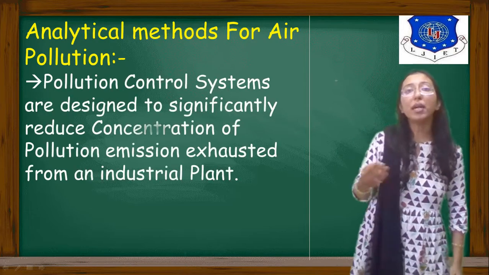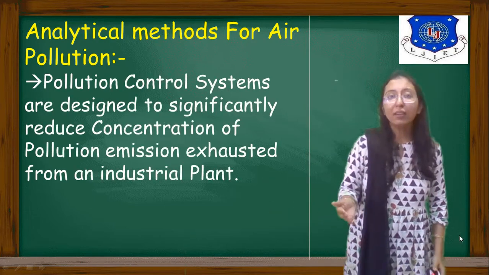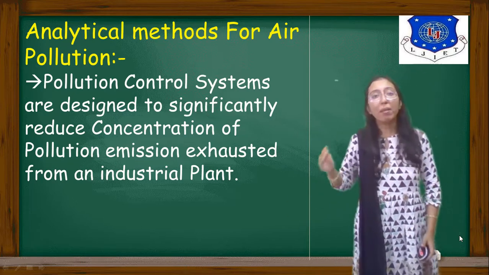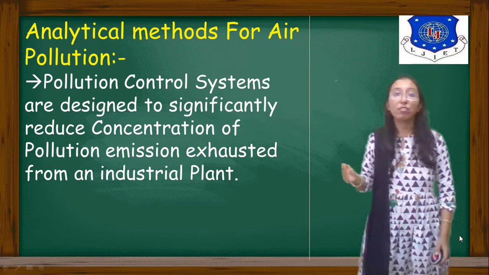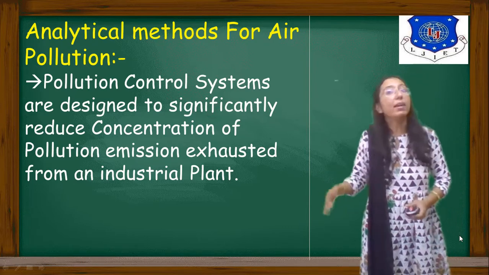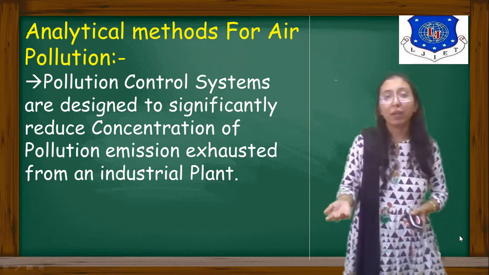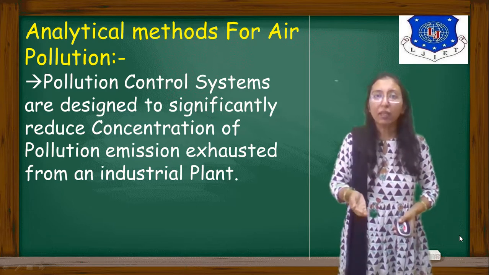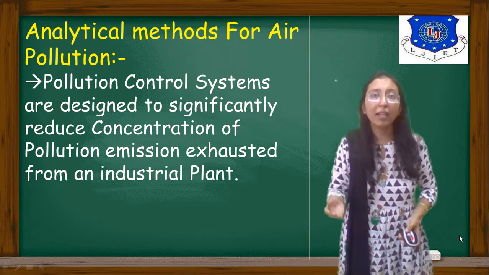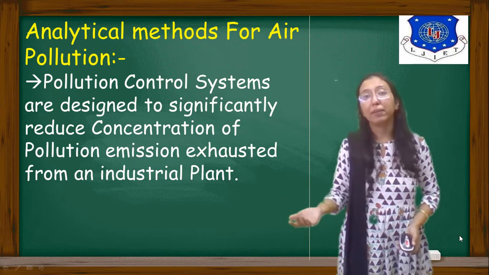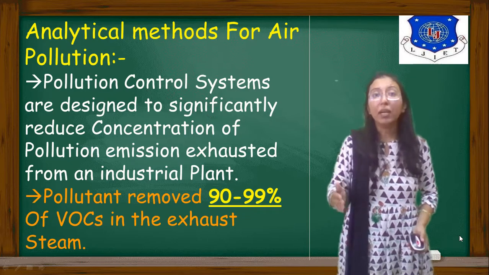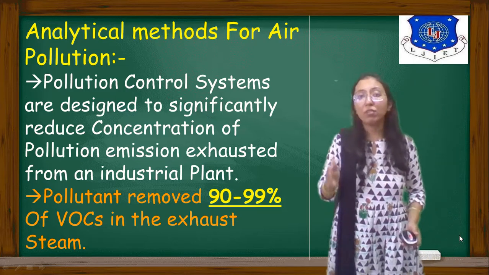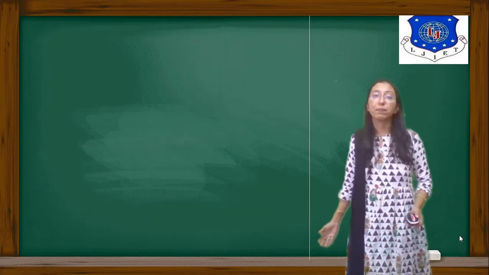Next is analytical methods for air pollution. Pollution control systems are designed to significantly reduce the concentration of pollution exhausted from an industrial plant. So here we are developing a pollution control system for reducing the air pollution created from industrial plants. Pollution control systems remove 90 to 99% of volatile organic compounds in the exhaust stream.